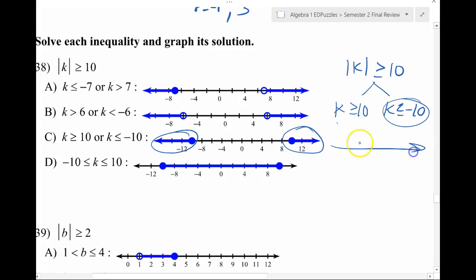You could quickly graph it over to the side just to double check. Negative 10 goes on the left, and 10 goes on the right. You make a closed dot because it's equal to. For k greater than 10, that's pointing off to the right, so we'd shade it this way. And for k less than negative 10, that's going to the left. So then for sure, we know it's C.